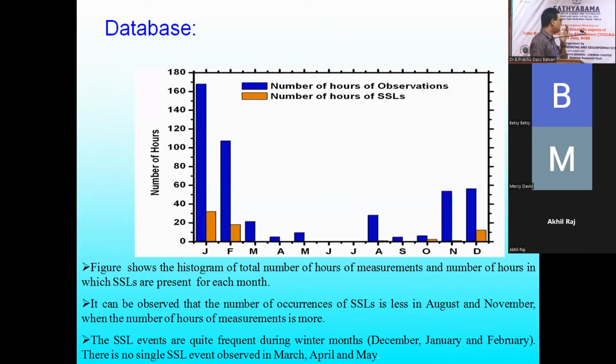And this is the database used for finding the SSLs. In this one, the blue color represents the number of hours of observation, and the orange color represents the number of SSL events. Based on this criteria, among 169 observations, we observed 63 SSL events. We have fewer observations during November and August. Why? Because we have more hours of observation, but no SSLs were observed. More SSLs were observed during December, January, and February.